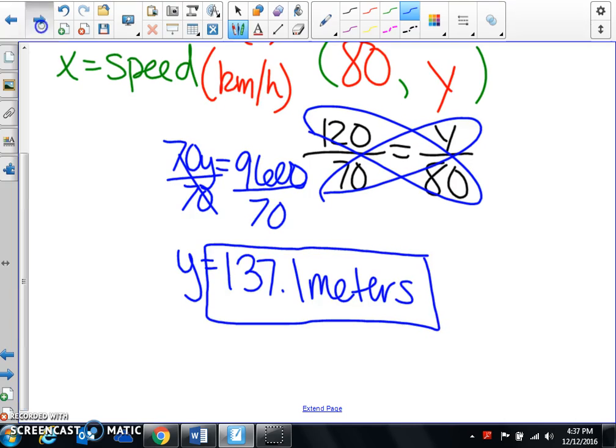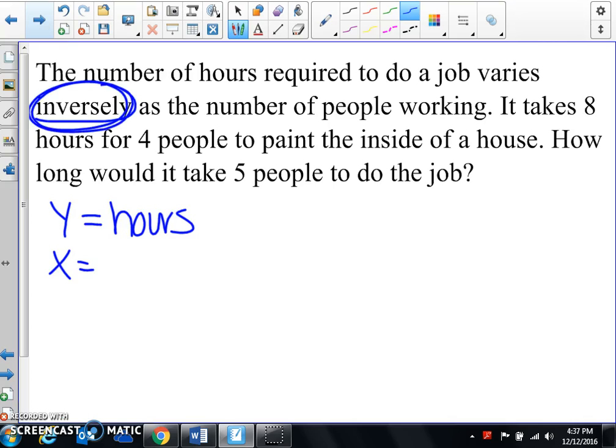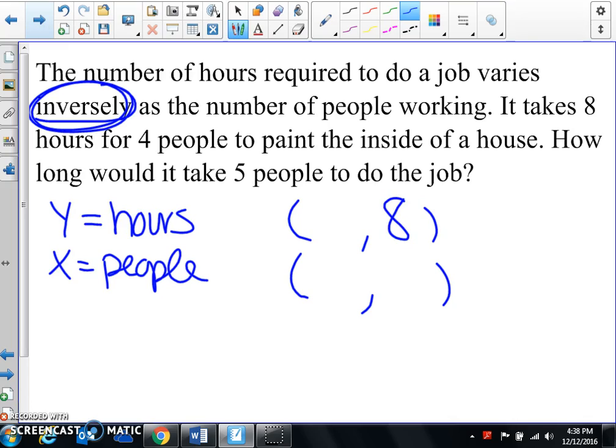Okay, last one. The number of hours. All right, so y always varies with x. The number of hours required to do a job varies inversely as the number of people. Okay, set up your two ordered pairs. It takes 8 hours, so hours is y, 8 hours for 4 people to paint the inside of a house. How long would it take for 5 people? People is x, so 5 people.